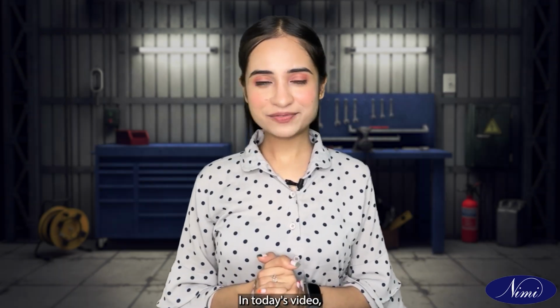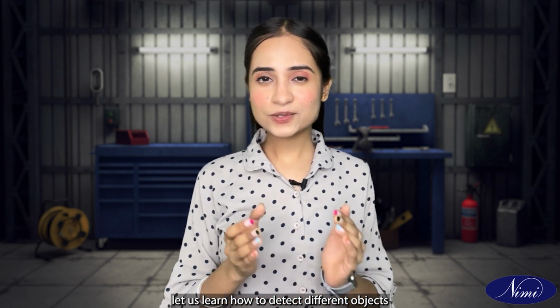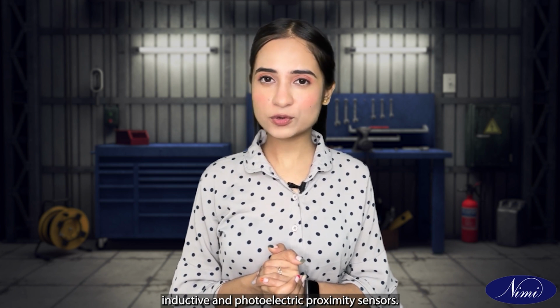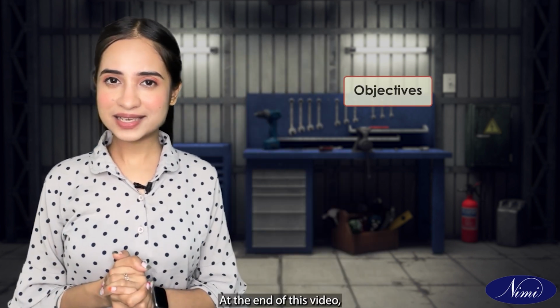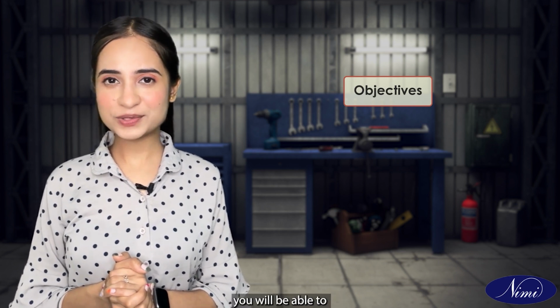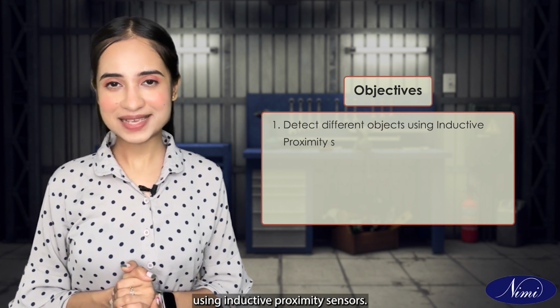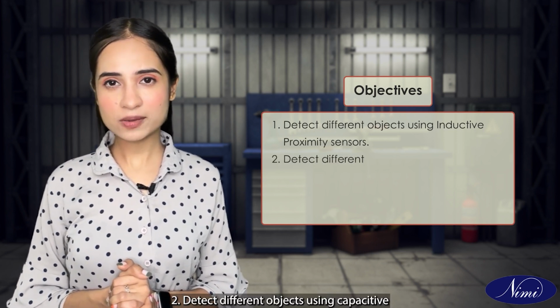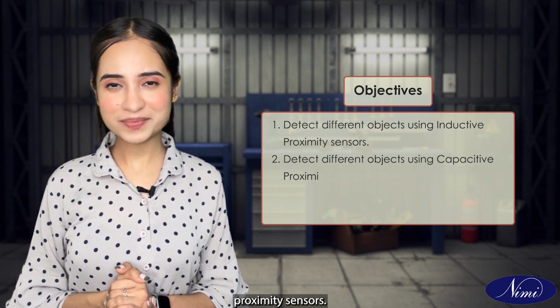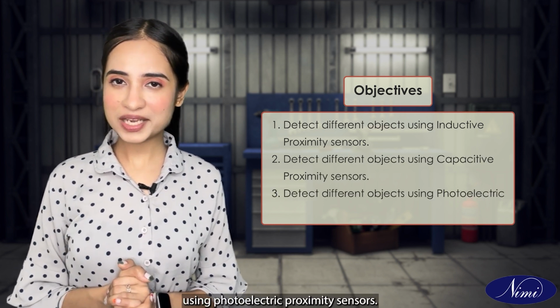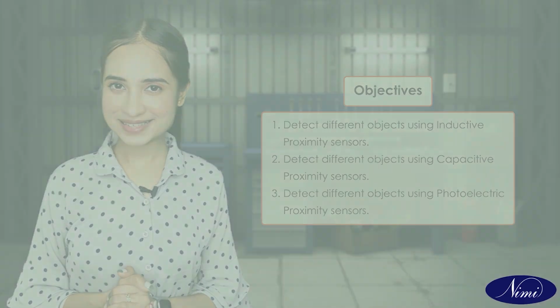Everyone, in today's video, let us learn how to detect different objects using capacitive, inductive and photoelectric proximity sensors. Objectives. At the end of this video, you will be able to detect different objects using inductive proximity sensors, detect different objects using capacitive proximity sensors, detect different objects using photoelectric proximity sensors.